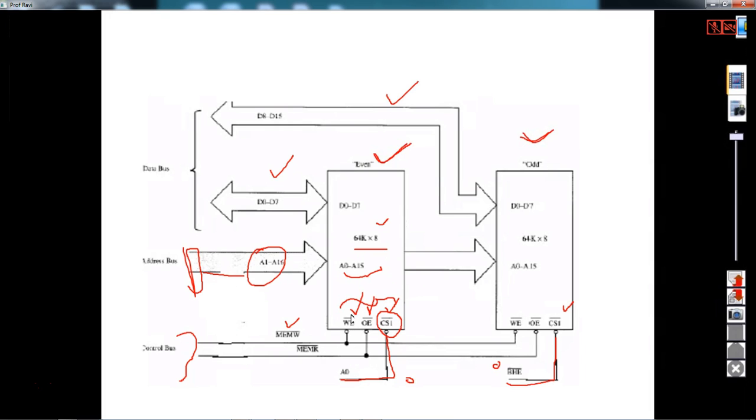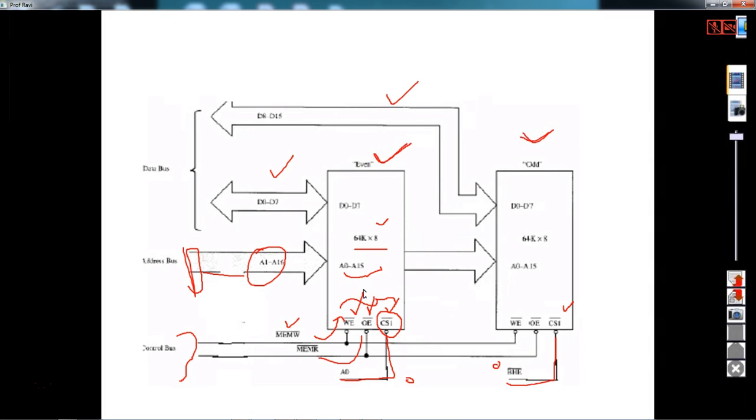So this is write enable. Memory write operation is connected here to write enable. Memory read operation is connected here to the output enable. So this is the memory interfacing to the 8086. It's very, very important.